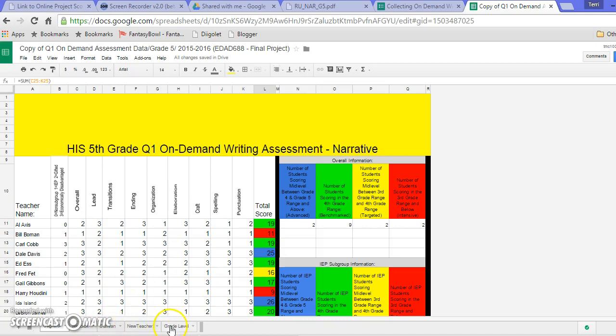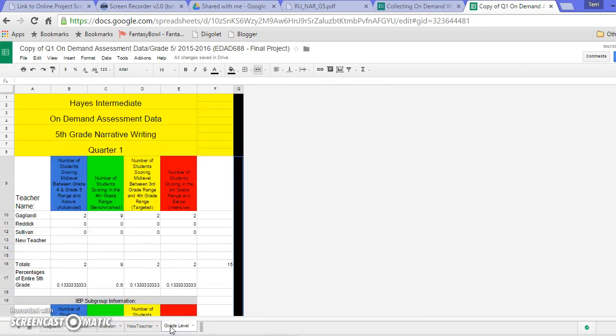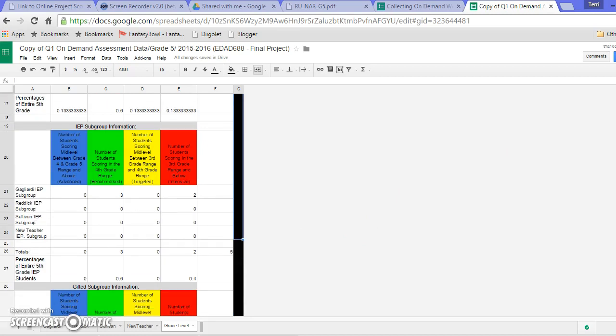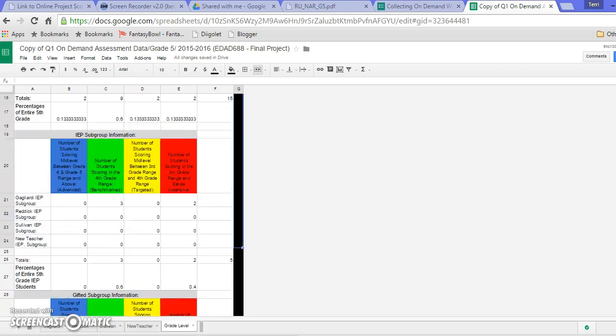And then another added bonus to this spreadsheet is that it will calculate the totals of each teacher, so that as a grade level TBT, we can look at overall how are our 5th grade students doing in narrative writing. So it will give a total, and then it will give a percent of the entire 5th grade, how our 5th grade students are performing in writing, and also does a breakdown of the overall subgroup population.